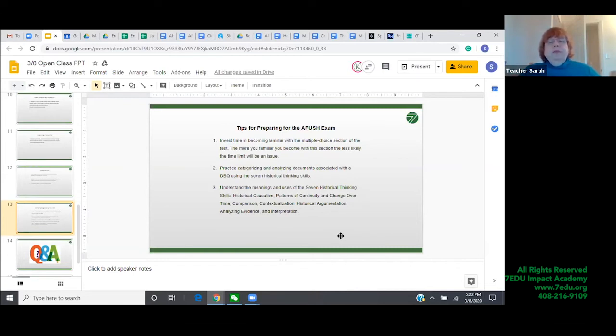You'll know the stuff, you won't be agonizing, you'll be able to do it in a very efficient manner, okay? You also need to practice categorizing and analyzing documents associated with DBQs. Okay, and you have to use the 7 historical thinking skills that I talked about earlier. And you also have to remember with a DBQ, you have to bring in what they call outside information. That's what you know from your studies.